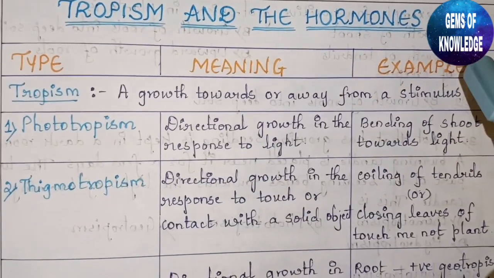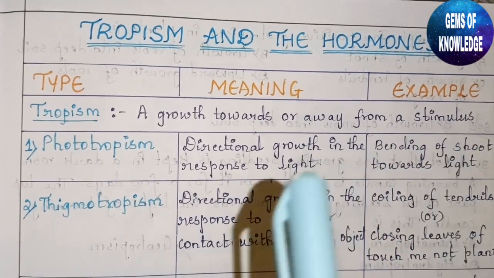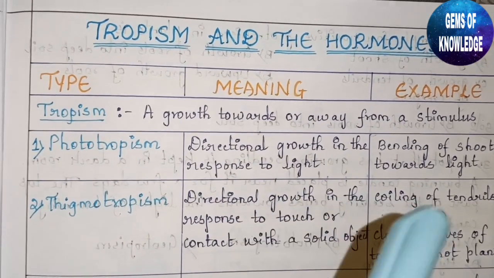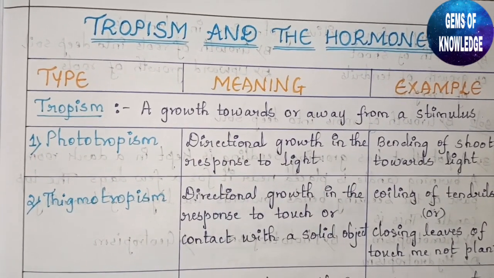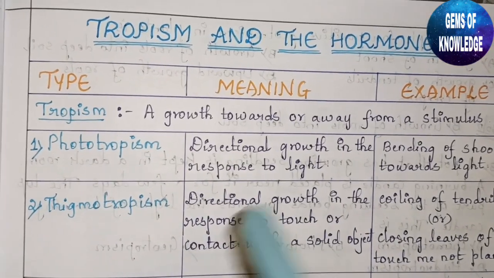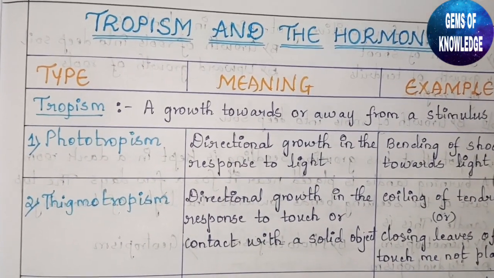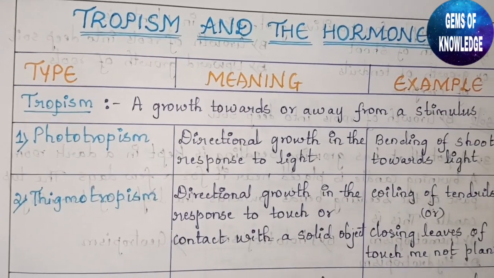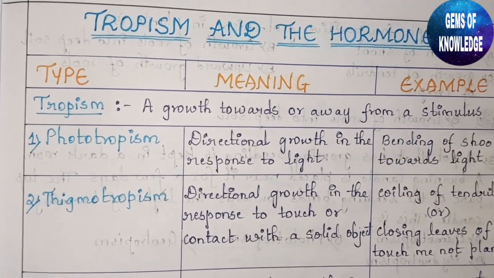Example: bending of a shoot towards the light. The shoot of any plant is the upper part of the plant, which is away from the root. The root is the below part of the plant which is under the soil. So the shoot is the upper part above the root. That part trying to bend towards the light is phototropism.